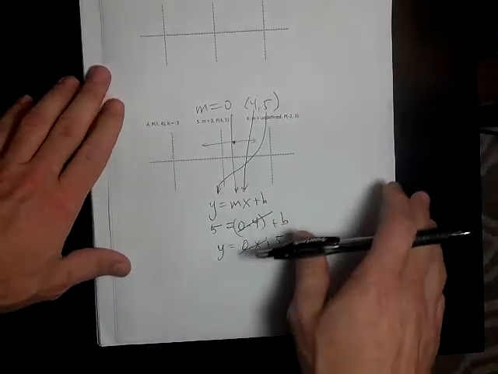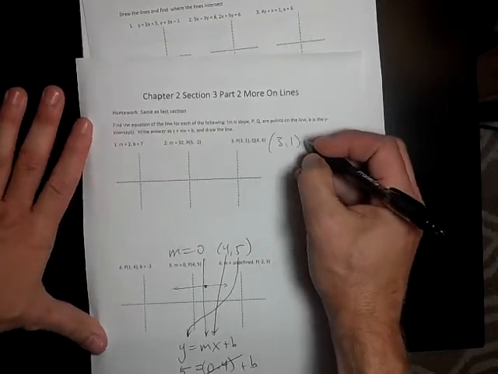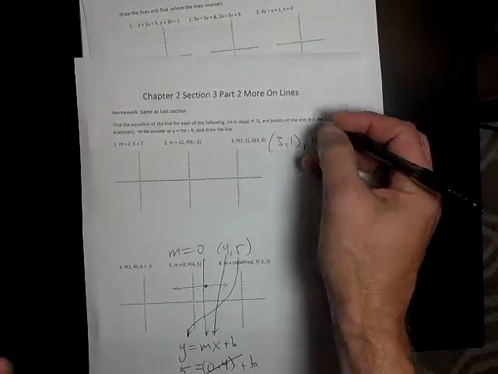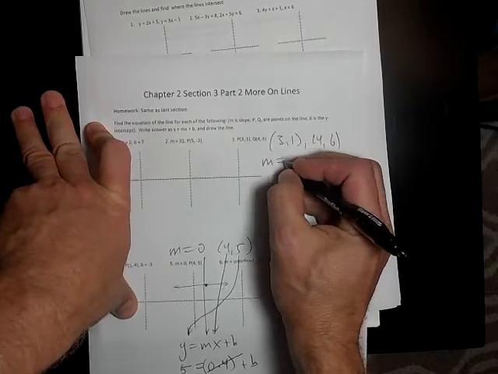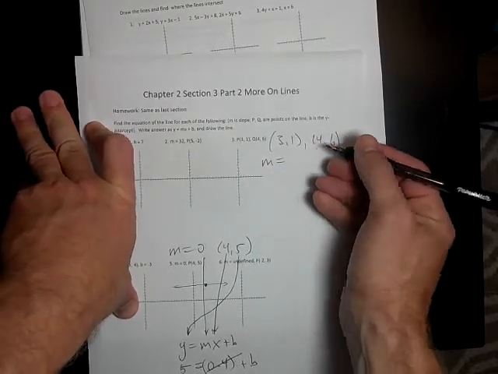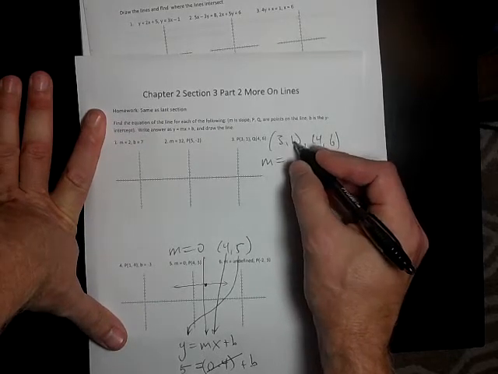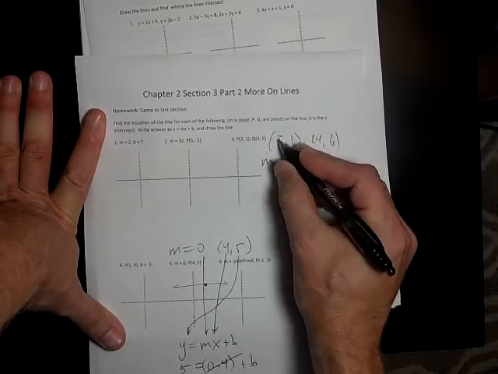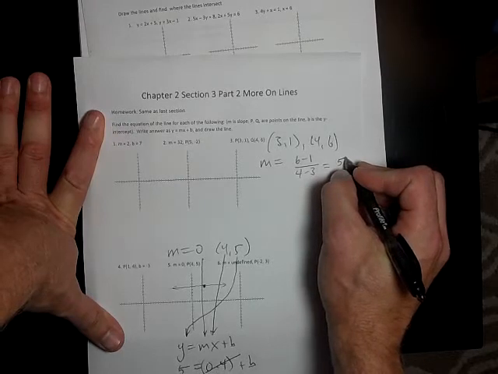As another example, in number 3, the two points, if you can't see them, are (3, 1) and (4, 6). The first thing we want to do is find m, and m is always the difference in the y's over the difference in the x's. So 6 minus 1 over 4 minus 3, and that gives us 5 over 1.